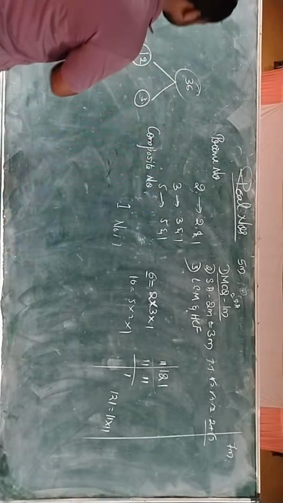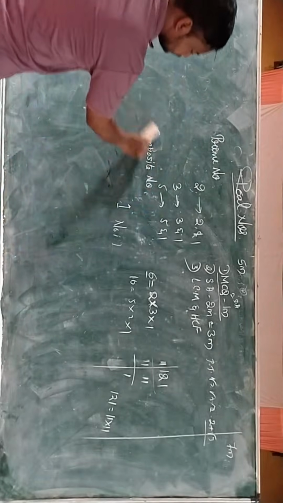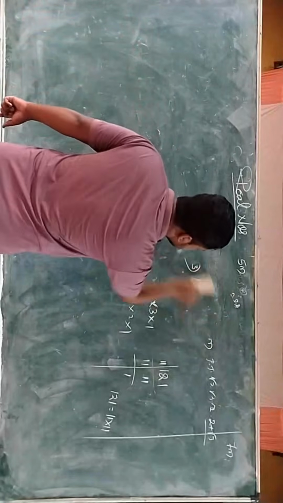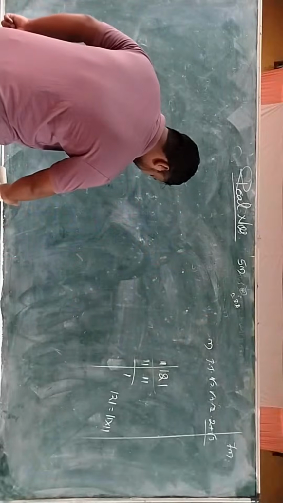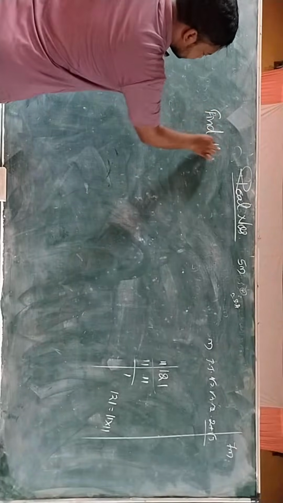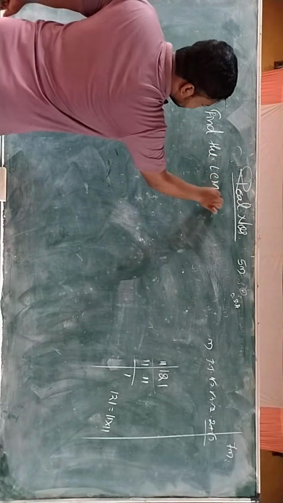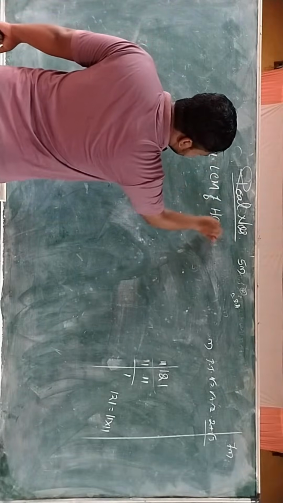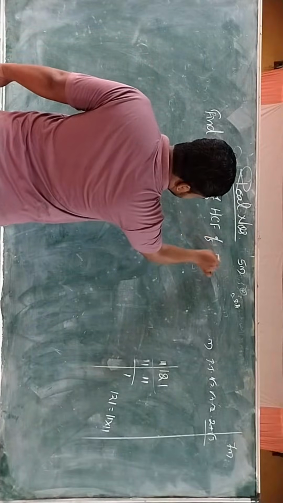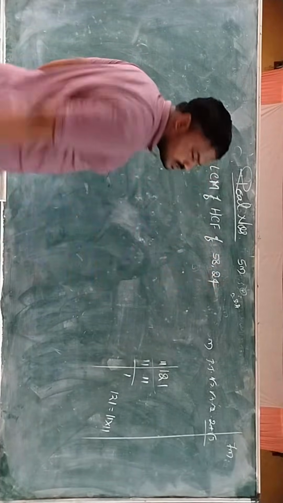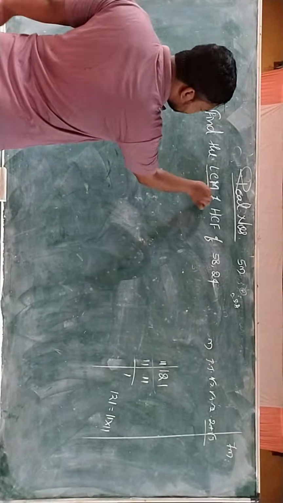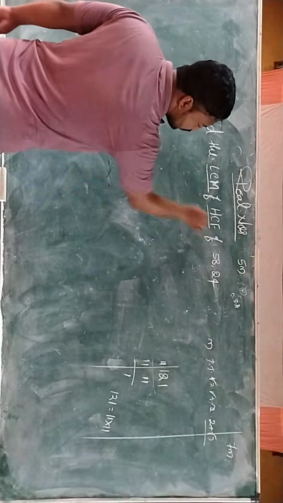The next, LCM and HCF. Find the least common multiple and highest common factor of 58 and 24. Simple numbers we can take here. 58 and 24. How to solve? They say here least common multiple and highest common factor.